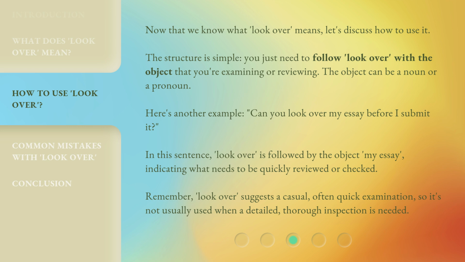Now that we know what look over means, let's discuss how to use it. The structure is simple. You just need to follow look over with the object that you're examining or reviewing. The object can be a noun or a pronoun. Here's another example. Can you look over my essay before I submit it? In this sentence, look over is followed by the object, my essay, indicating what needs to be quickly reviewed or checked. Remember, look over suggests a casual, often quick examination, so it's not usually used when a detailed, thorough inspection is needed.